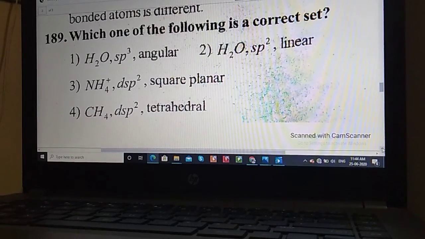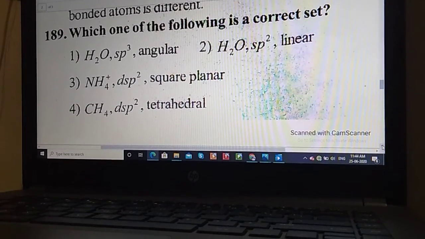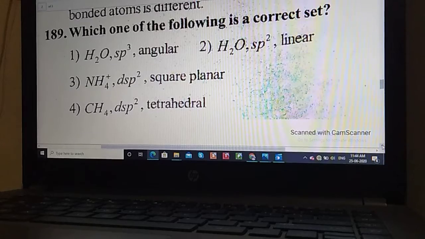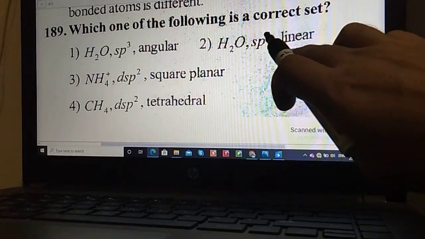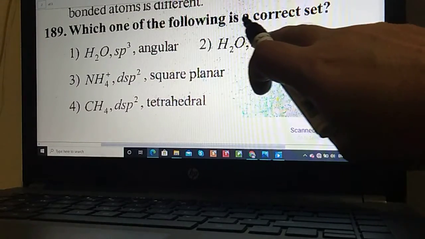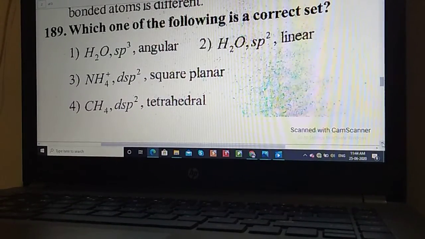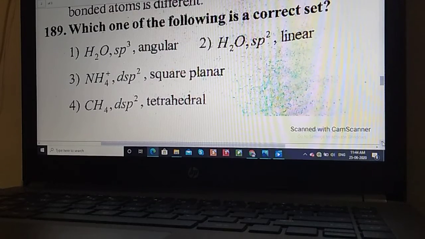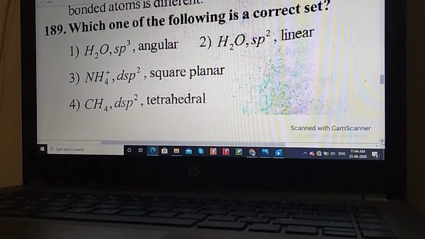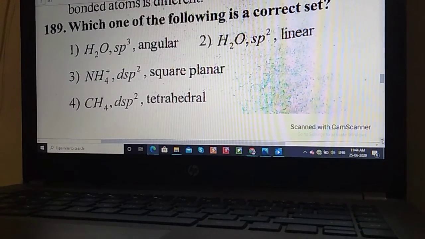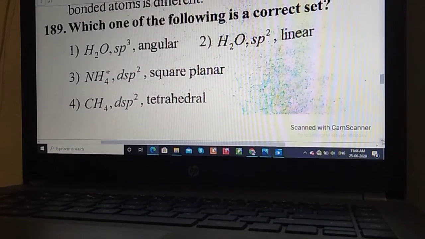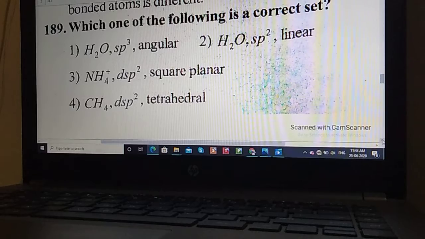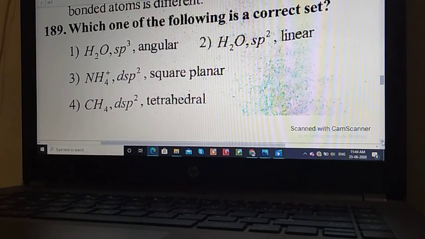Which of the following is the correct set? Okay. So for the correct set, if you talk about H2O, sp3 angular, that is correct. Option number 2, H2O sp2 linear, that is wrong. They are asking which one of the following is the correct set, student. Option number 3, NH4+ dsp2 square, that is wrong, student. It is sp3 hybridization. CH4 dsp2 is wrong. So the correct option for 189 is option number 1, student.